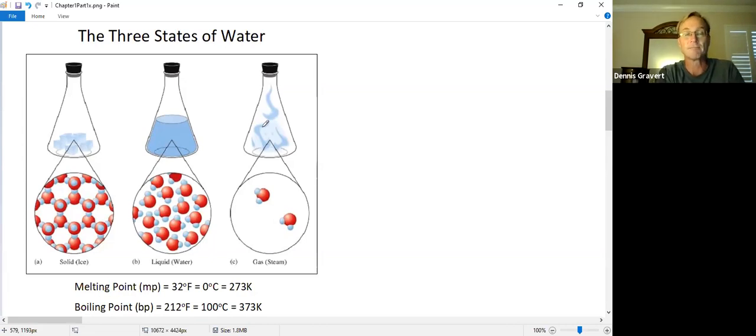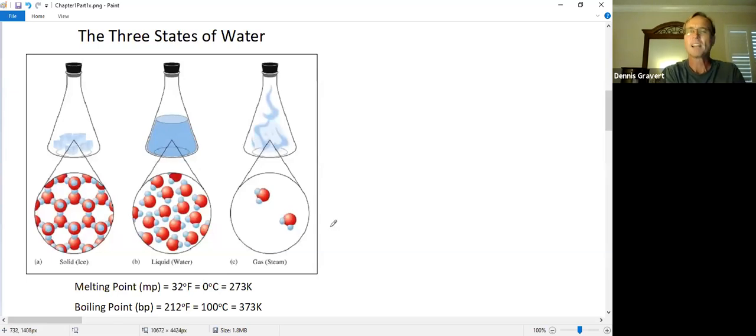Oh, and a quick note about steam versus water vapor. Water vapor is just moisture in the air, humidity, right? Steam, we commonly think of as water vapor, humidity in the air, but it's really hot. It's above the boiling point. I won't be too particular about how we use the words steam and water vapor, but if you hear me say water vapor, think of it as just moisture in the air, humidity.